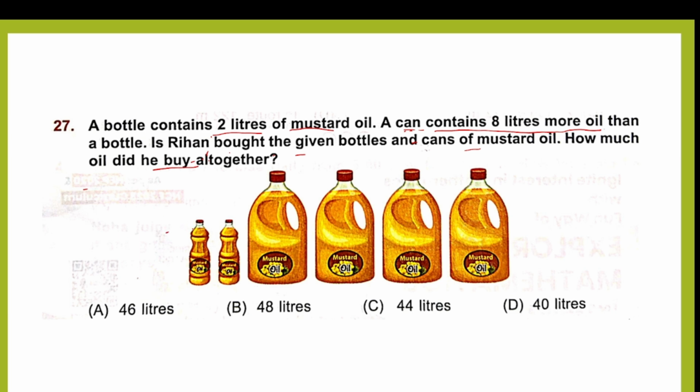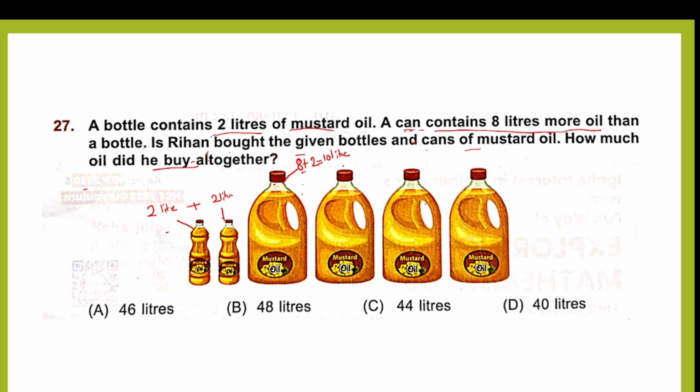So we are given that the bottle contains 2 liters of mustard oil. So there are 2 bottles. So we can add 2 plus 2 is 4. Then a can contains 8 liters more oil than a bottle. But we know that a bottle contains 2 liters and we have to add 8 more. That means 10 liters of oil is contained in a can.